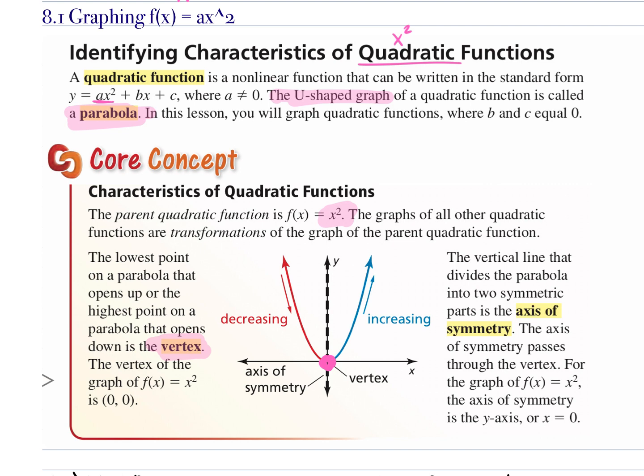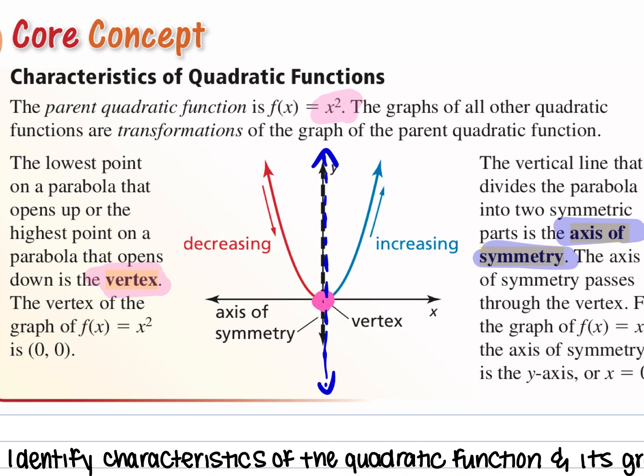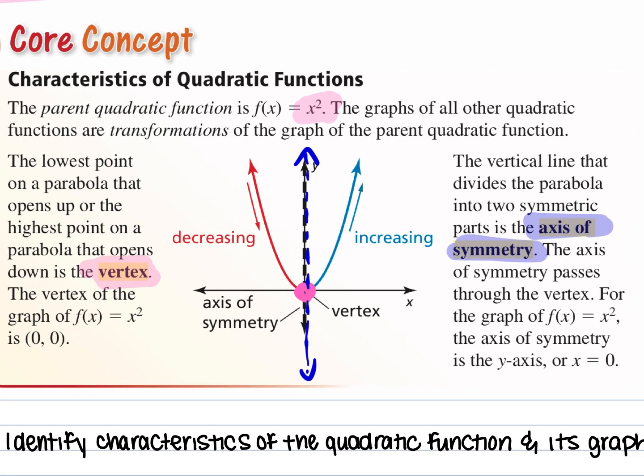The vertical line that divides the parabola in two symmetric parts is called the axis of symmetry. What does it mean to be symmetrical? To be the same on both sides. So in all of our parabolas, we're going to have an axis of symmetry where a parabola is the same on both sides. The axis of symmetry passes through the vertex. And our axis of symmetry is always going to be x equals. So it'll be a line, x equals.